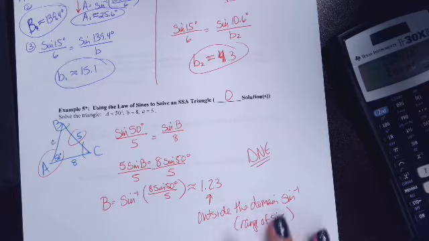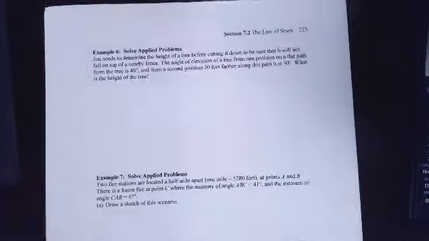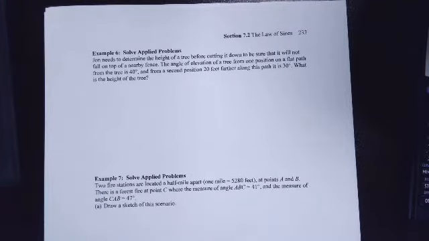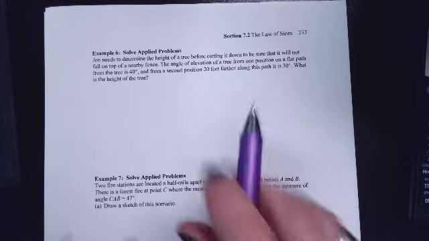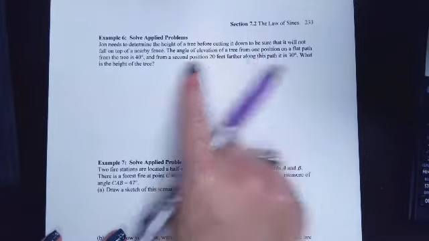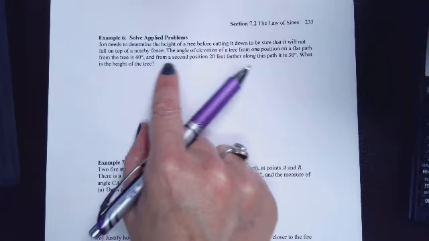Okay, so that's some practice applying our law of sines. Let's do a couple of application problems that actually put our law of sines and our idea of solving these oblique triangles to work. So John needs to determine the height of a tree before cutting it down. He wants to be sure that it's not going to hit the fence. When the tree falls, it needs to fall without hitting anything, right?